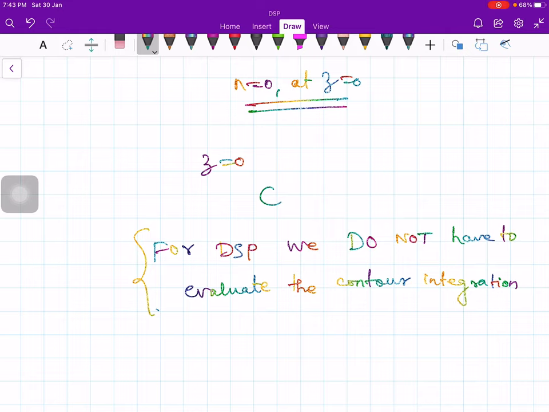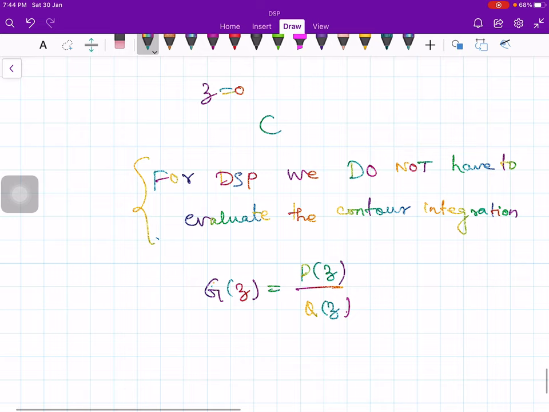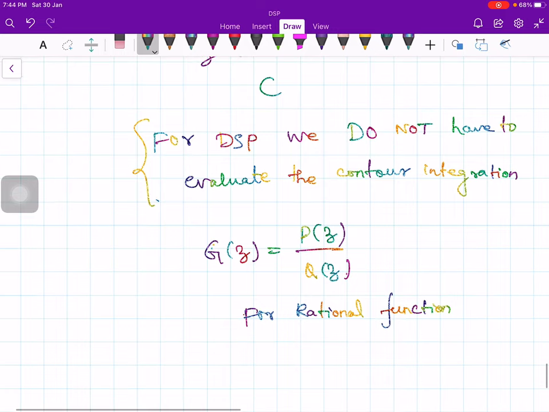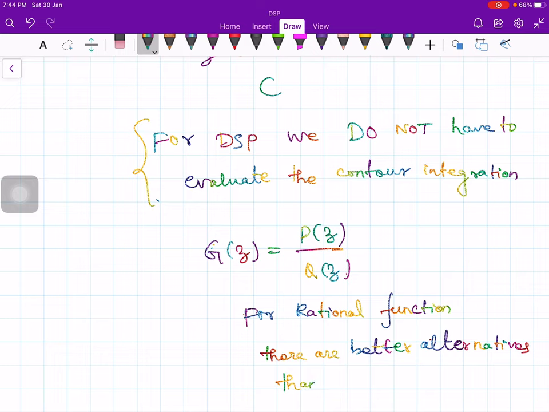You see, it has to be done with a lot of care. We do not have to do it because our functions g of z are always rational, right? A ratio of two polynomials, p of z divided by q of z. For rational functions, there are better alternatives than the contour integration.